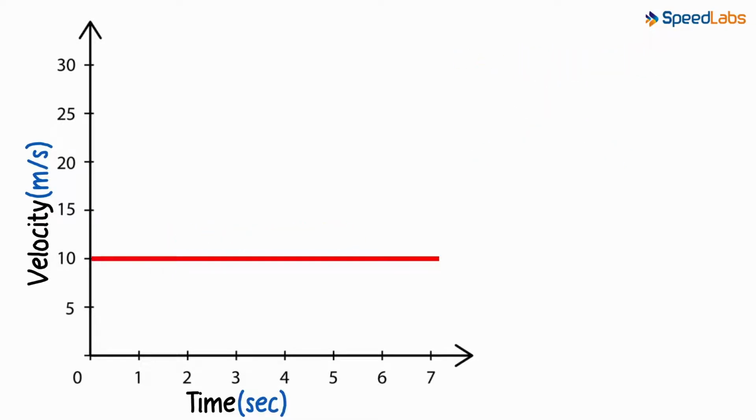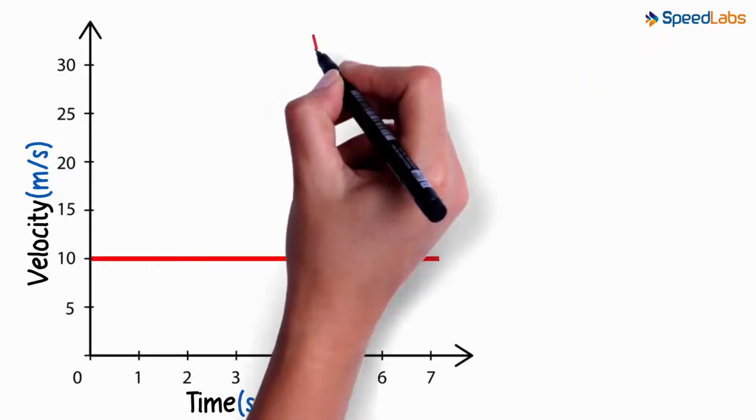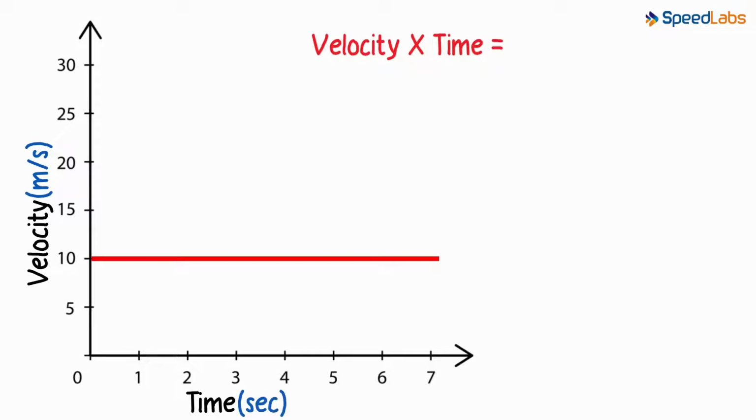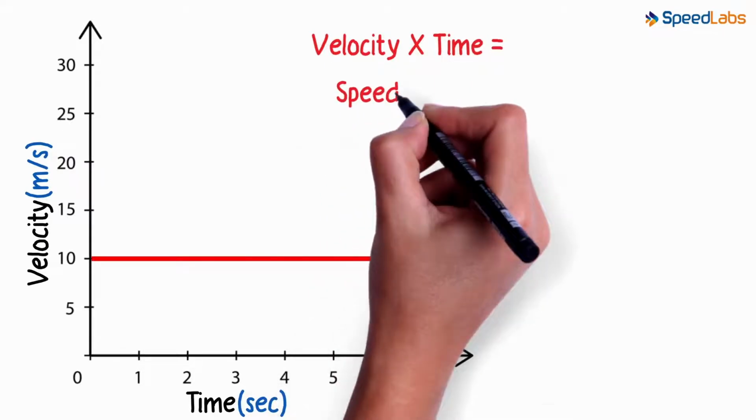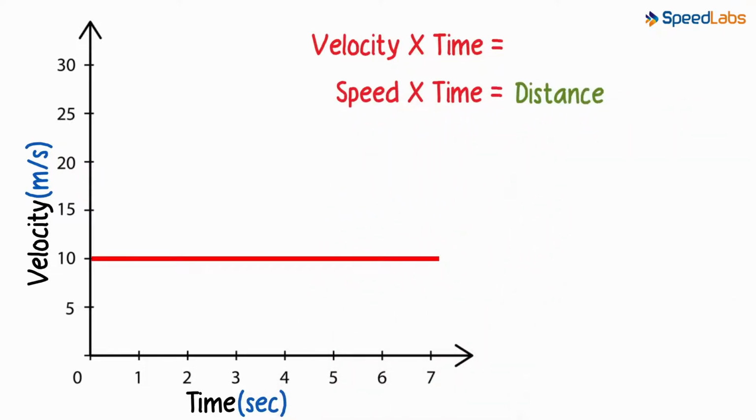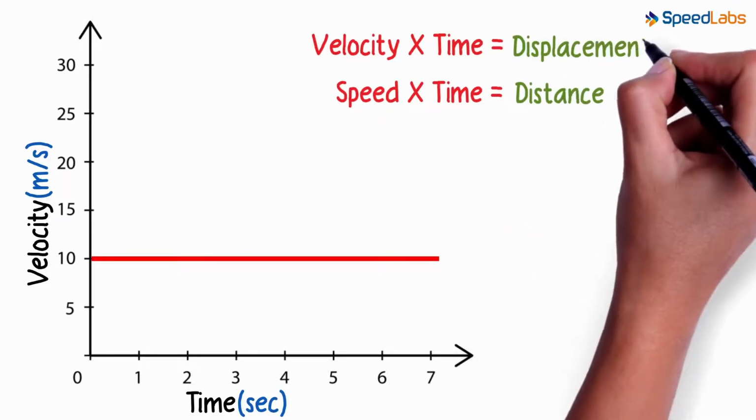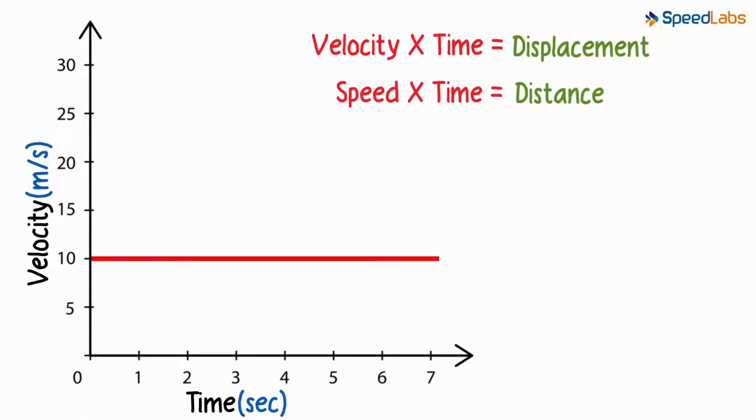Now let us try and recollect what was product of velocity and time. I'm sure you remember that the product of speed and time is distance. But velocity is a vector quantity. What is the product of velocity and time then? It'll be distance with direction, which is referred to as displacement. So if the vehicle travels at 10 meters per second for 4 seconds, the displacement will be 40 meters. 10 times 4 is 40.